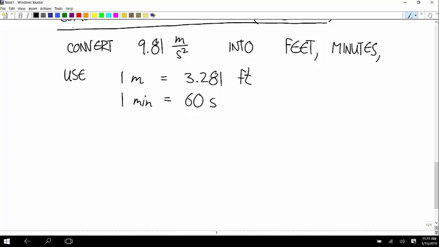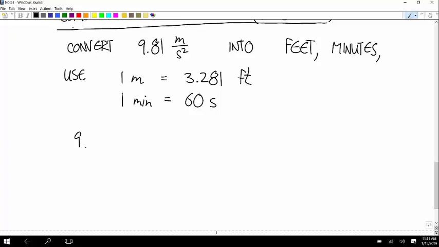Anybody happen to know what the significance of 9.81 meters per second squared is? Yeah, if something's in free fall, no matter what it is, we're going to talk about that a lot, then that's the acceleration, 9.81 meters per second squared. So it starts out at rest and speeds up downwards at that rate.